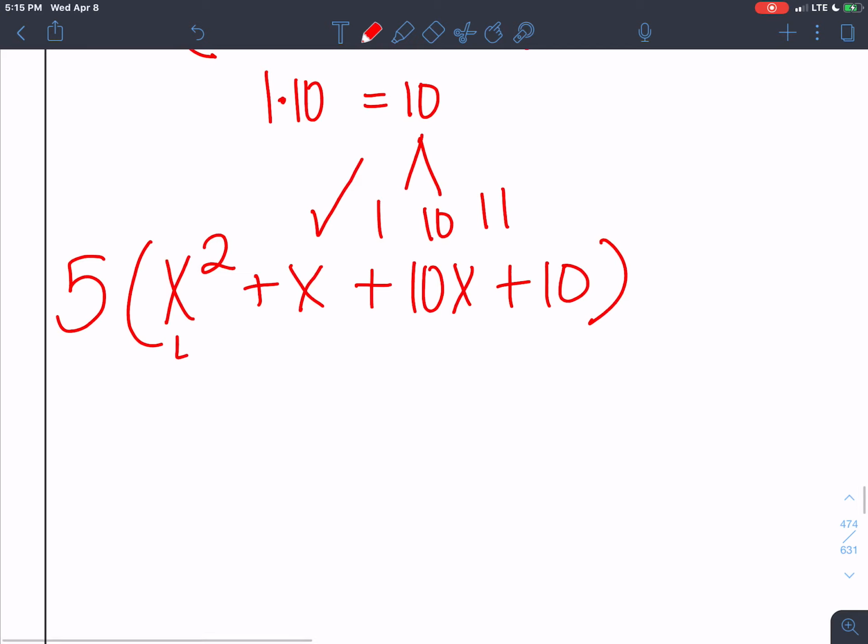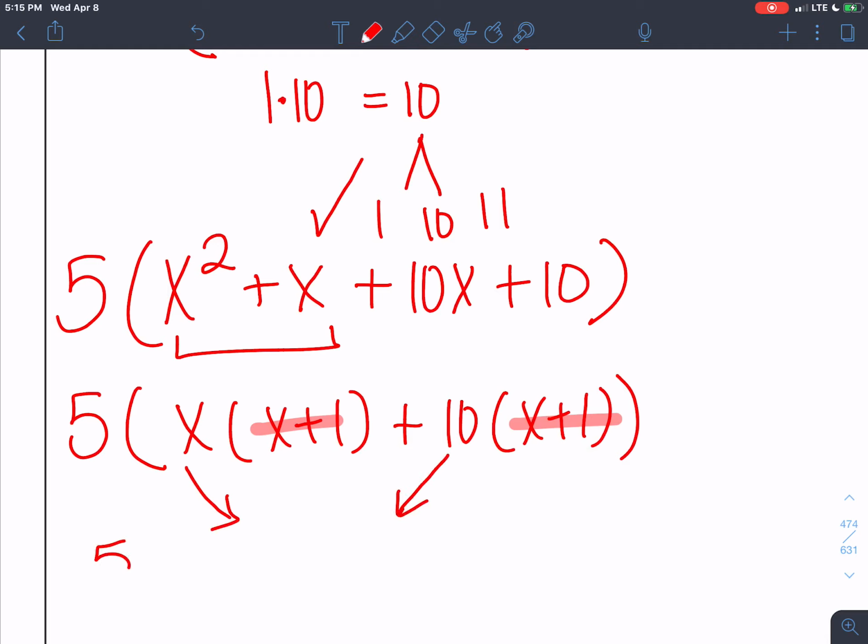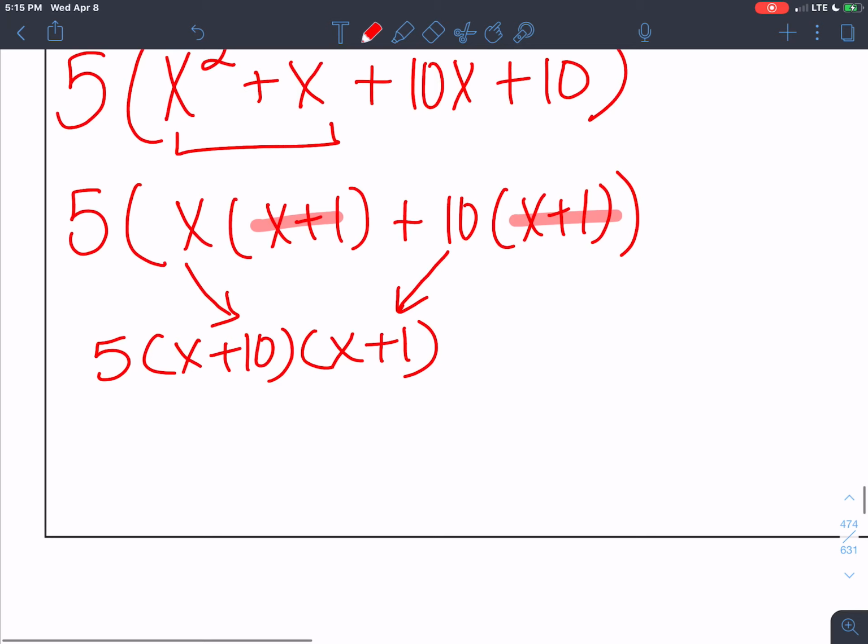And I'm going to go ahead and factor the first set. So 5 into x plus 1 plus 10 into x plus 1. Noticing the inside of the parentheses is exactly the same, so I can combine like terms. And this should be completely factored. If this is correct, I should have x-intercepts at -10, -1.